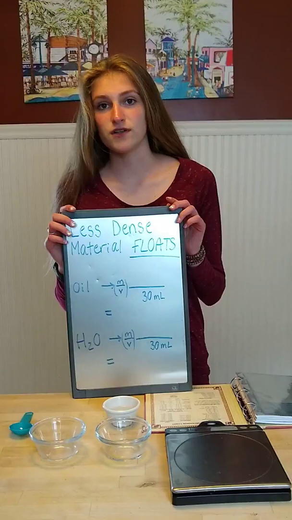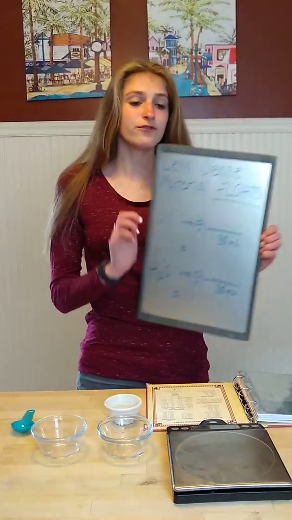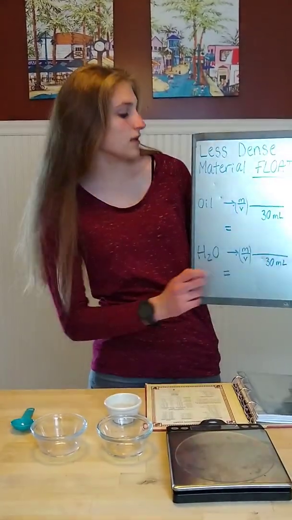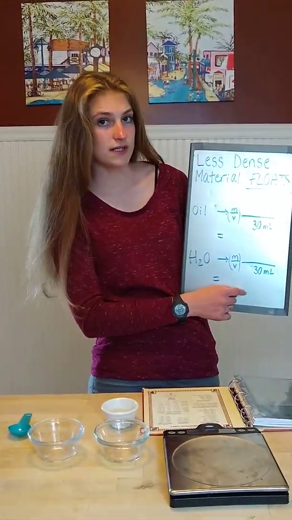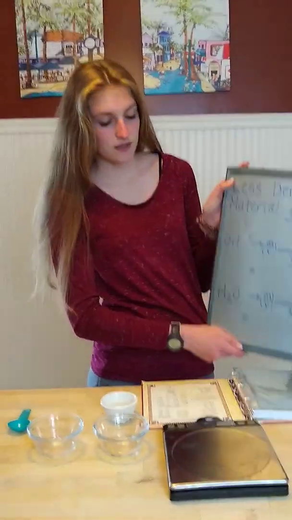To do that, you have to know the mass and the volume. Luckily, I have a conversion chart right here that tells me 2 tablespoons is equal to 30 milliliters, which is why I already have these written down, okay? So now we have to find the mass of those things.